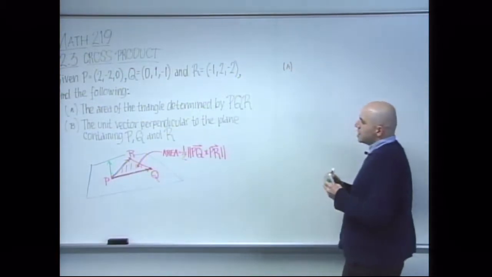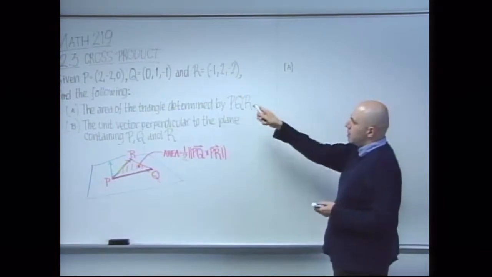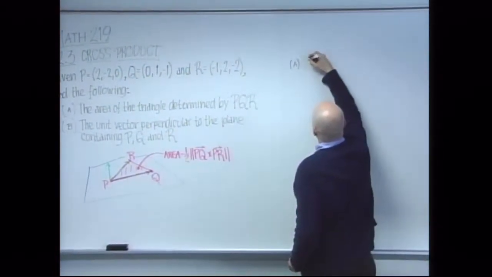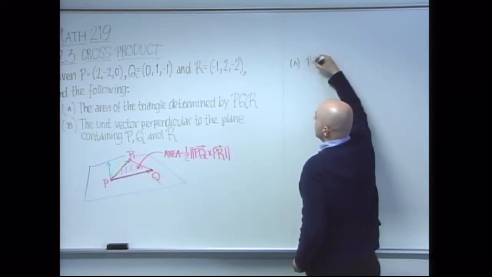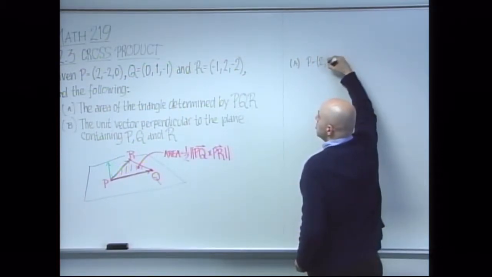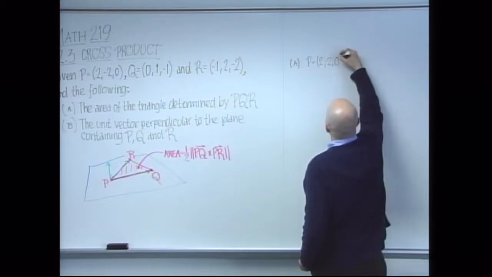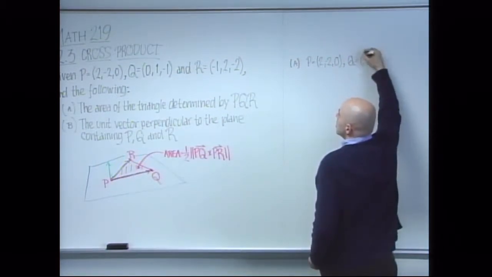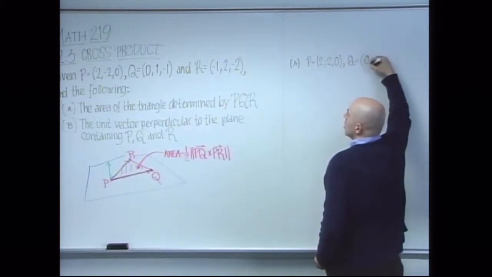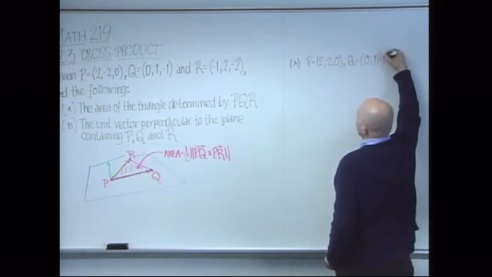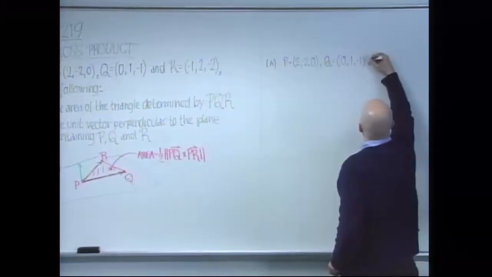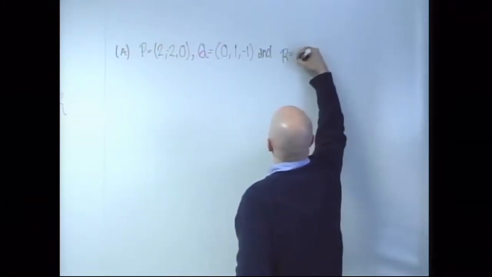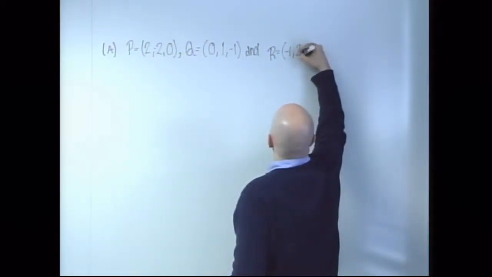So the first challenge is, right now we don't have vectors, we have only points. So let me just put the points again right here, and I'm going to start creating vectors. So let me just put P is equal to (2, -2, 0). Q is equal to (0, 1, -1). And the last one is R is equal to (-1, 2, -2).